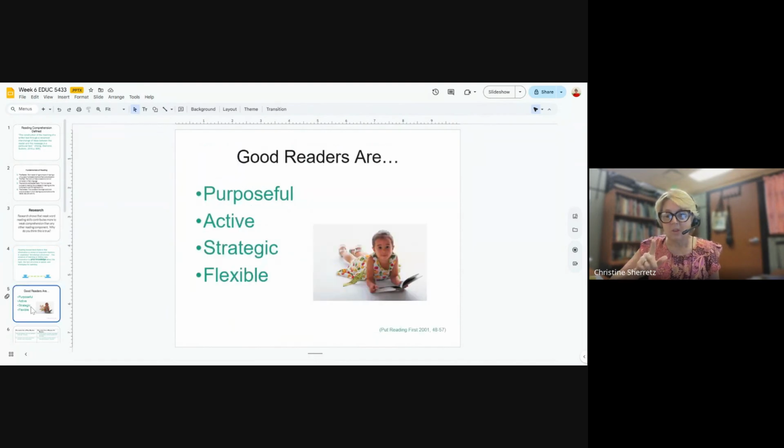What do good readers do? Well, good readers are purposeful, so they know what they're reading for. They know the purpose of their reading. They're actively engaged through thinking, writing, responding. They're strategic. So if I am reading a text about how to reset my Wi-Fi, I'm going to have to go step by step and be very careful. I'm very strategic. Whereas with other things I can scan, and they're flexible. So good readers are flexible. They know what strategies they can use and what they should, and they can switch back and forth.